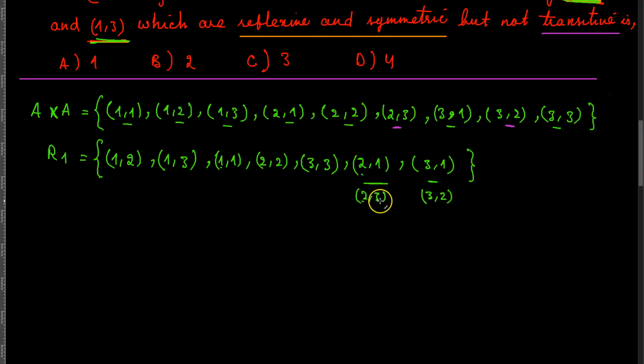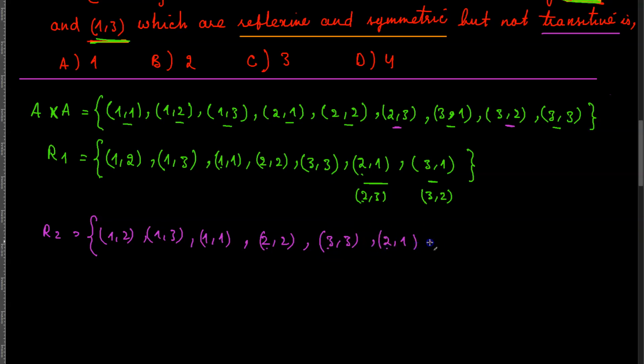Meaning that now, if you add any of these elements to this relation, suppose that I write, for example, R2, and I write 1 comma 2 and 1 comma 3 and 1 comma 1 and 2 comma 2 and 3 comma 3 and 2 comma 1 and 3 comma 1. Now suppose that I add this 2 comma 3 here. Suppose that I add 2 comma 3 here. This relation is still supposed to be not transitive, because this element is missing, right?